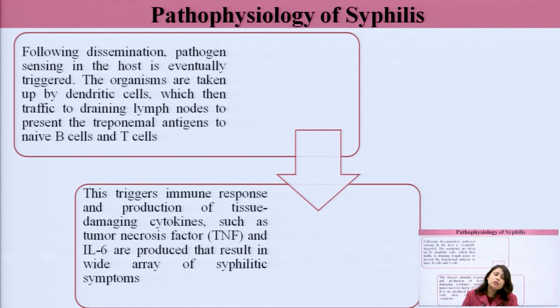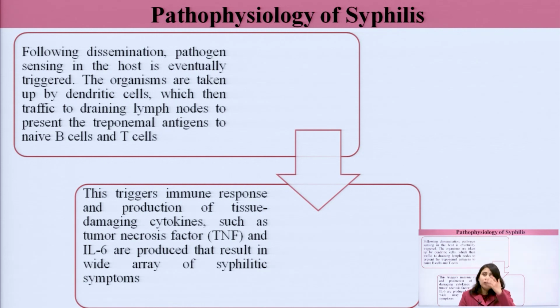So, this much load of microorganism is not going to go undetected by the host immune system, right? It will be detected eventually. When it has spread a lot, it becomes detectable, so the host immune response is triggered. The organisms are taken up by the dendritic cells, which then traffic to draining lymph nodes to present the treponemal antigens to naive B cells and T cells.